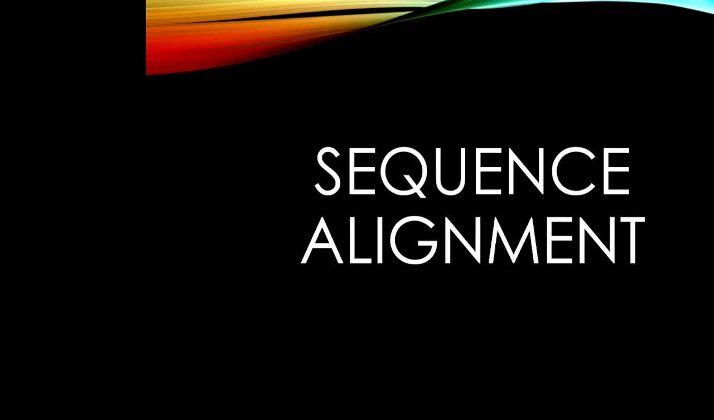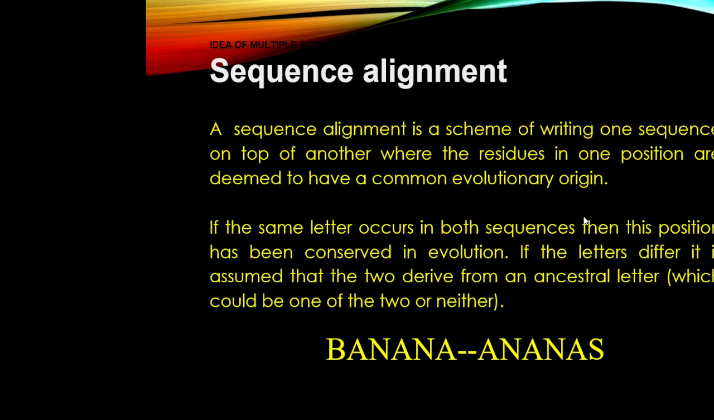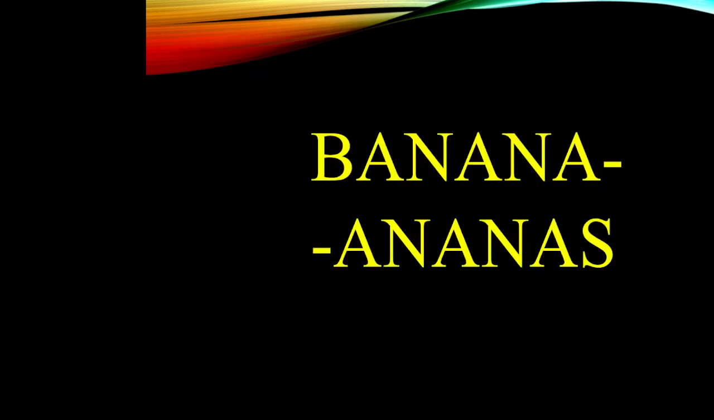So we have to first understand what is the meaning of the word sequence alignment. A sequence alignment is a way of arranging the sequence of DNA or RNA or a protein to identify regions of similarity that may be a consequence of functional, structural or evolutionary relationship. Here you can see that there are two sequences. We have written that, and if you write that sequence in a particular way, we can find that certain words are similar in both sequences.